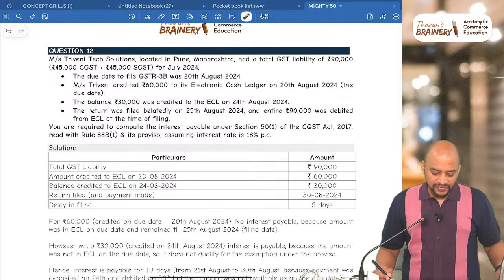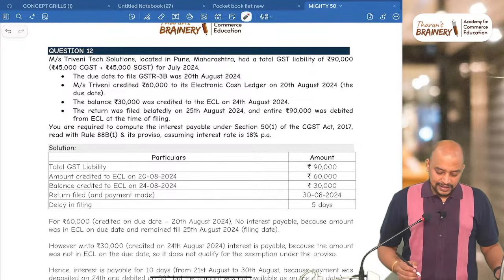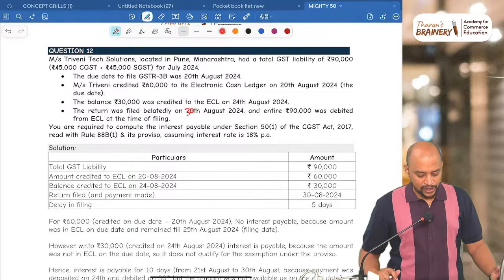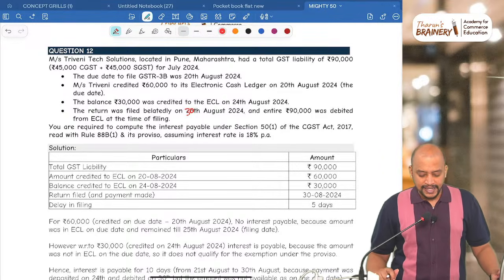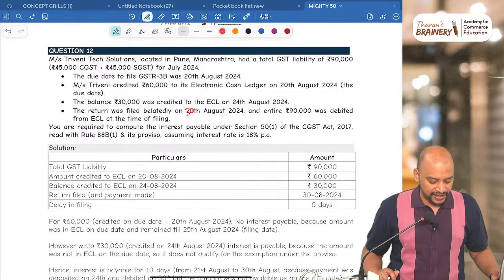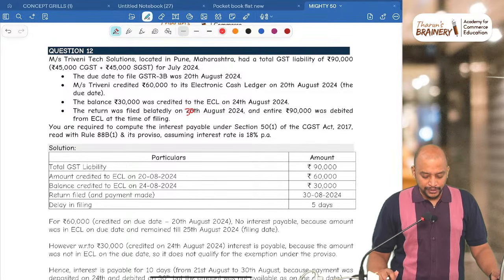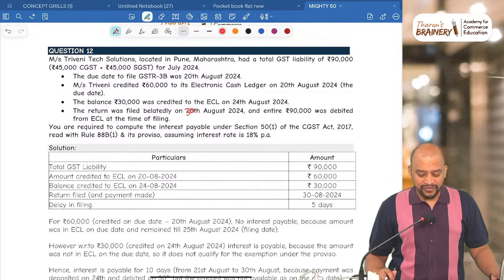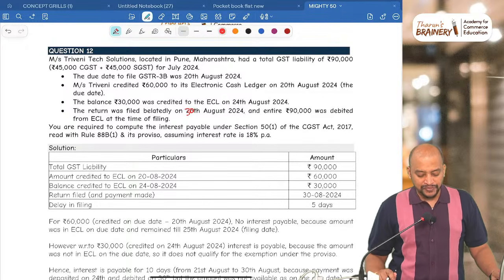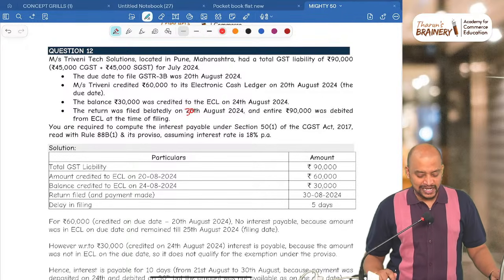The return was filed belatedly. You change it to 30th August. The return was filed belatedly on 30th August, and the entire 90,000 was debited from the electronic cash ledger at the time of filing. You are required to compute the interest payable under section 50 subsection 1 of the CGST Act, read with rule 88B and its proviso, assuming the interest rate is 18%.